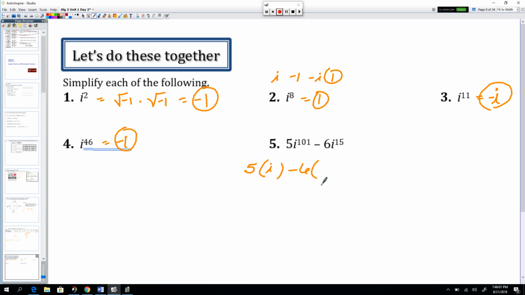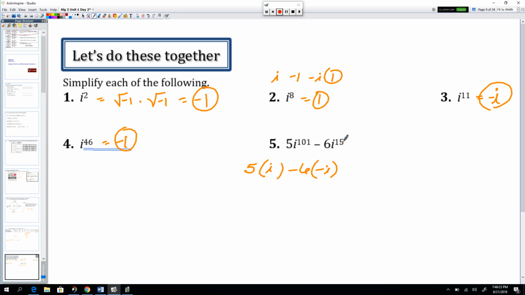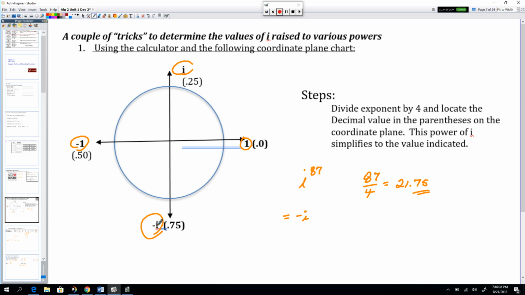Minus 6 times whatever i to the 15 reduces down to. Well, I know 15 divided by 4 gets me down to 12, 13, 14, 15. So negative i. And again, if you take the 15 divided by 4 on the calculator and look at what the decimal remainder is and match it up on the chart, that's totally fine. The one we just did here, 15 divided by 4, would have given you a 0.75 on the calculator. So you'll be replacing that with a negative i, just like I did.